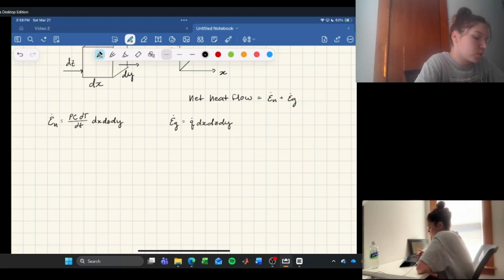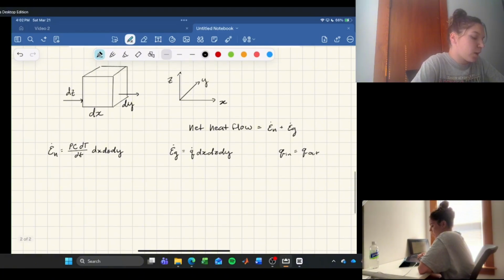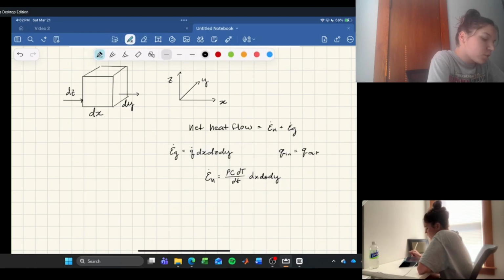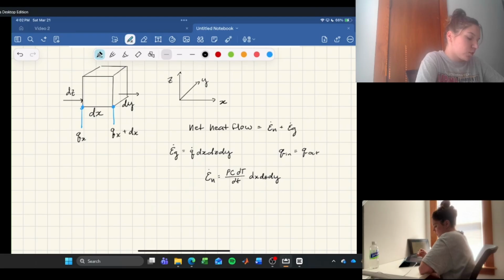And then for this example, let's just say that it's at steady state, so the heat flow in is going to be equal to the heat flow out. Okay, so looking back at the volume, let me move this here. Okay, so let's say we're looking here and here. So this is going to be heat coming in, and then this is the heat at this face on the right side, plus this change in distance, which is the dx.